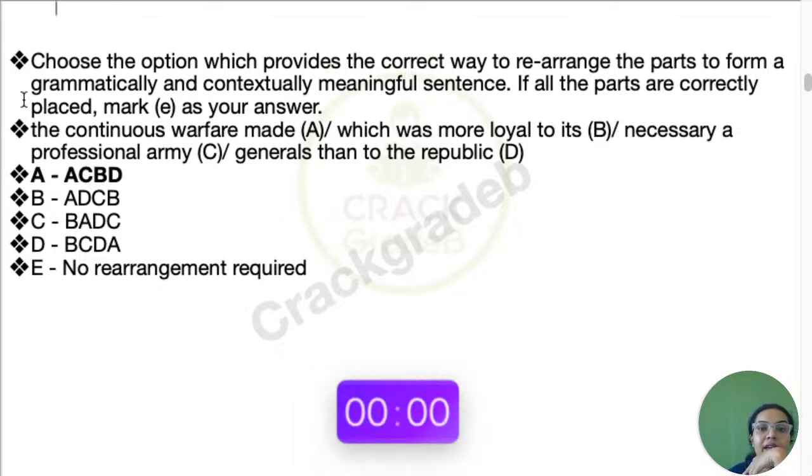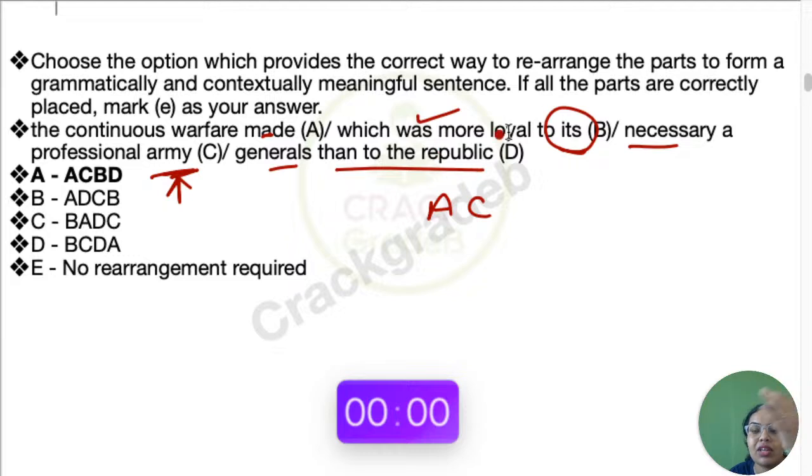The answer here is A. The continuous warfare made what? Made whom? Made necessary, making something necessary. We can definitely say that A and C we have a good pair over here. Necessary a professional army which was, because it is a collective noun acting singular, so that's why was more loyal to its generals than to the public. So there is a comparison. After more we get to see than. That's your answer.